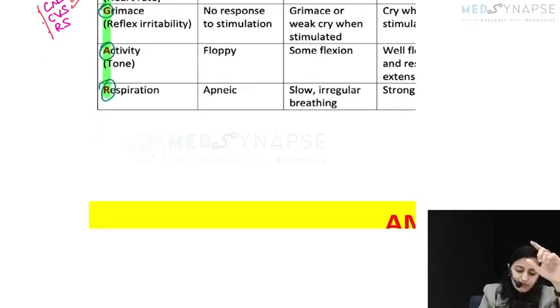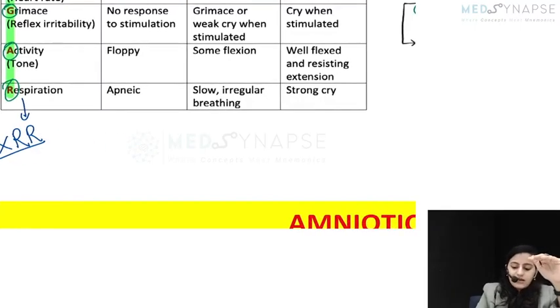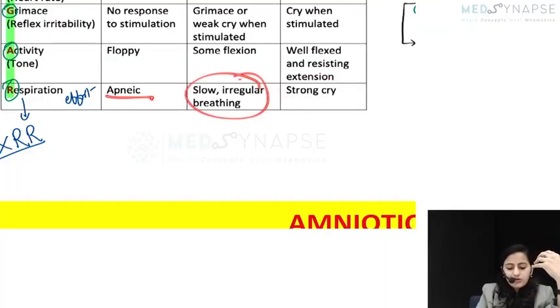Respiration, remember, is not the respiratory rate. Are you calculating the rate here? No. What you see in Apgar is only the respiratory effort. So is there a strong cry on birth, or is there slow irregular breathing, or is it apnea?